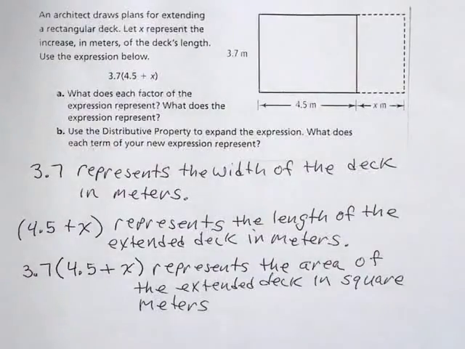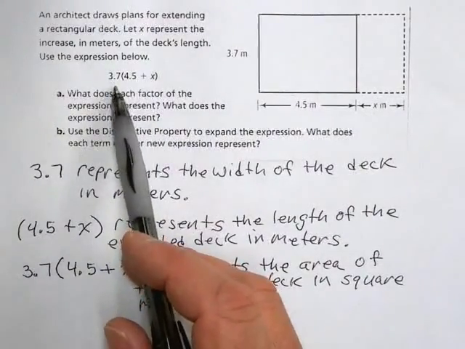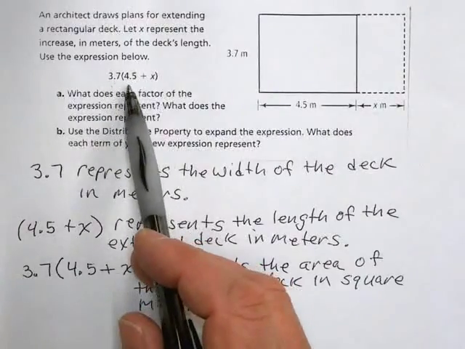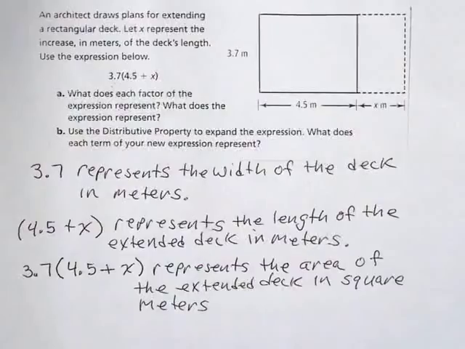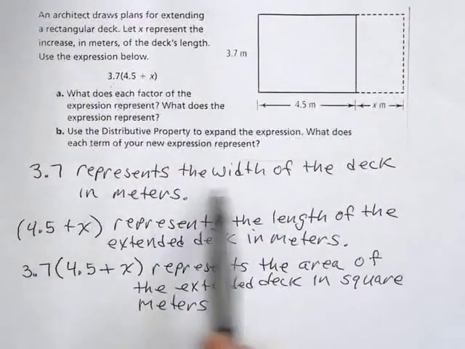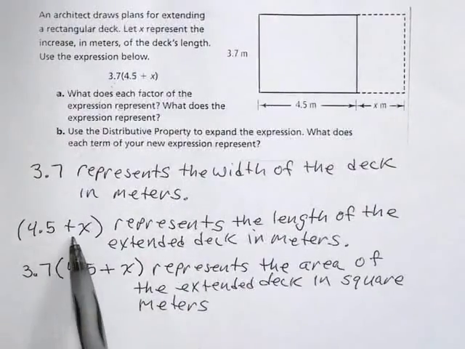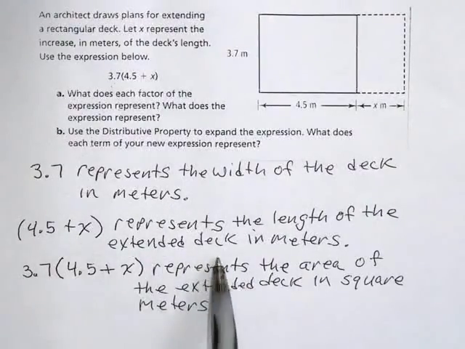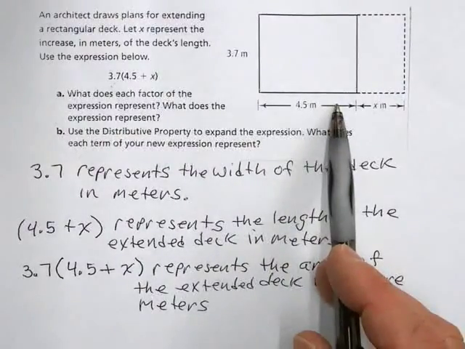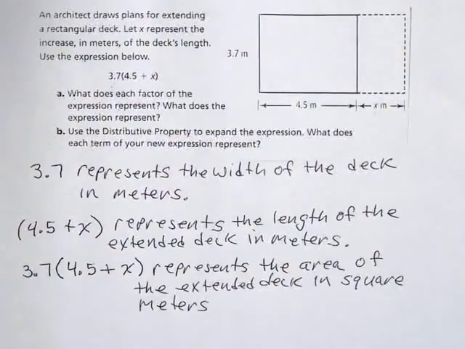All right, and let's recall that factors are numbers being multiplied, right? In this case, 3.7 is one factor, and this expression, 4.5 plus x, is another factor. So, what does 3.7 represent? 3.7 represents the width of the deck in meters. 4.5 plus x represents the length of the extended deck in meters. Once again, 4.5 was the original length, and we're going to extend it x meters. We don't know what that length is.